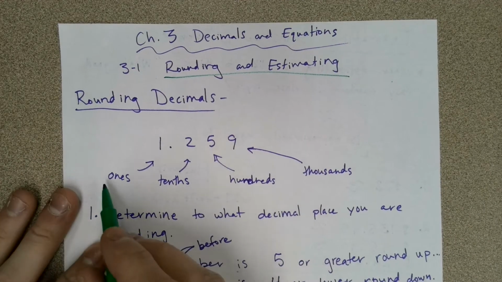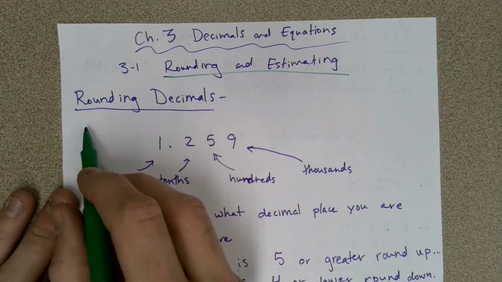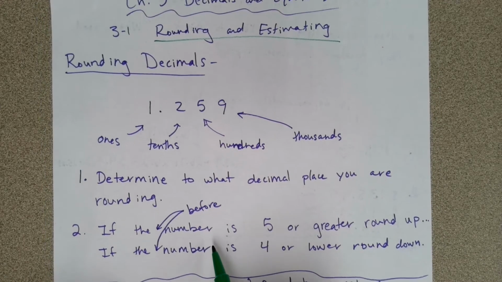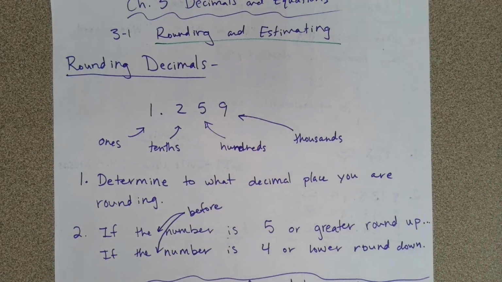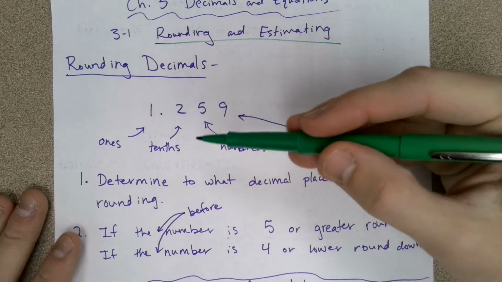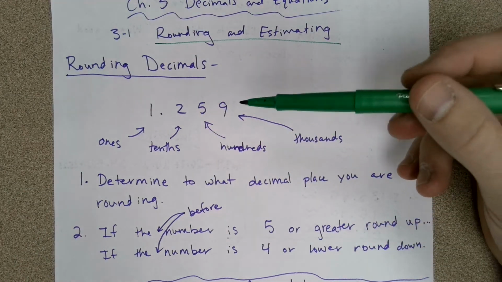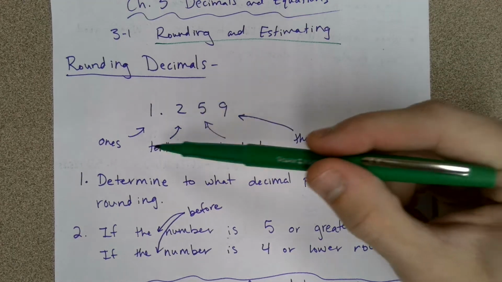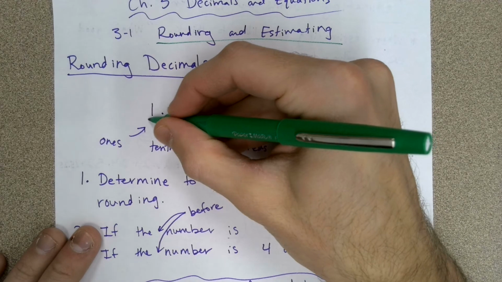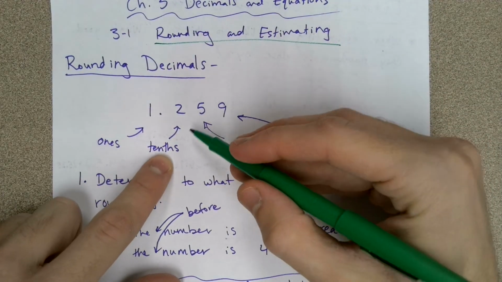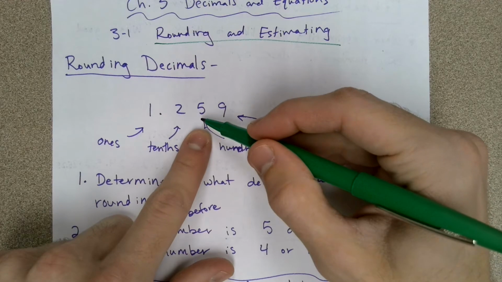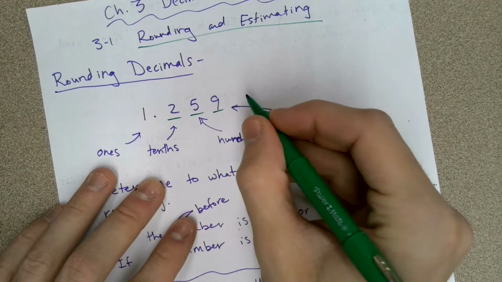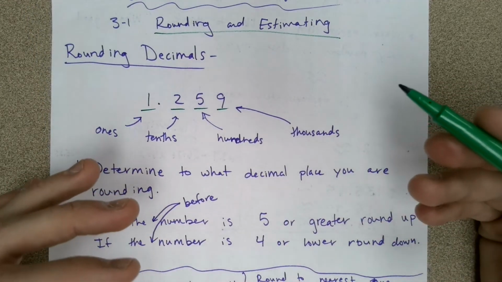The first thing I like to get down is maybe just a little diagram like this, just in case you forget. So right now might be a good time to put this in your notes. You can also put these 1 and 2 in. There are little rules that I made. So what we have here is a number, 1.259. And all of these are different places. You've probably heard this before. Our ones place is right here. Our 1 is in the ones place. Our tenths, our hundredths, and our thousandths. Tenths, hundredths, thousandths.